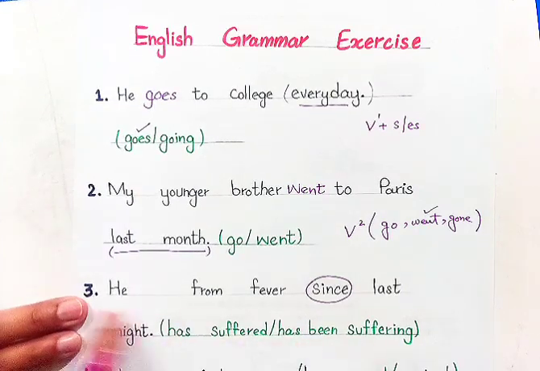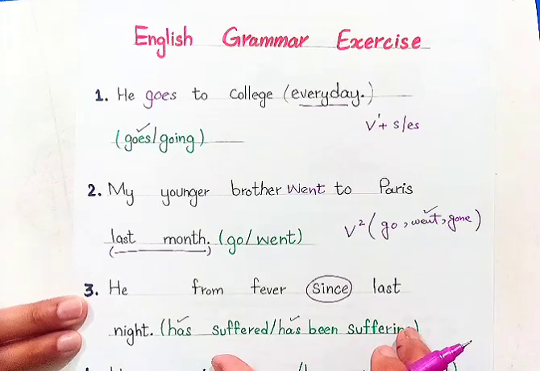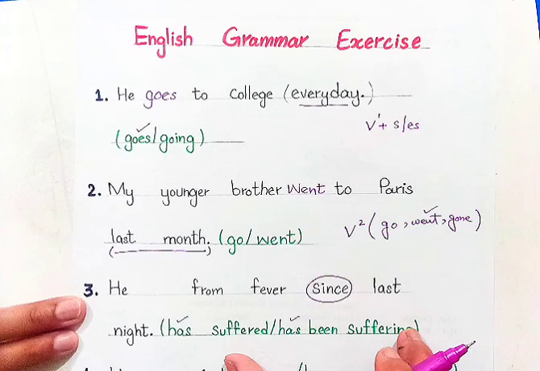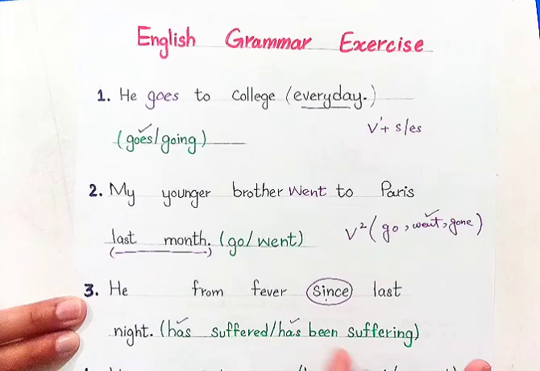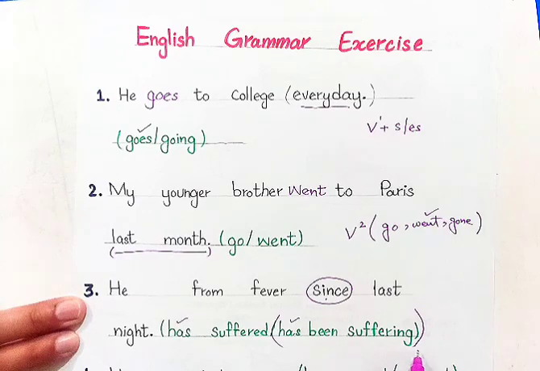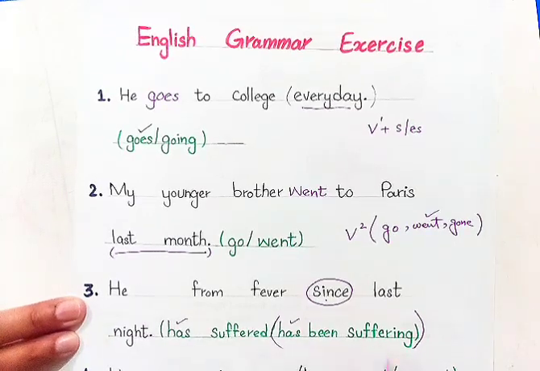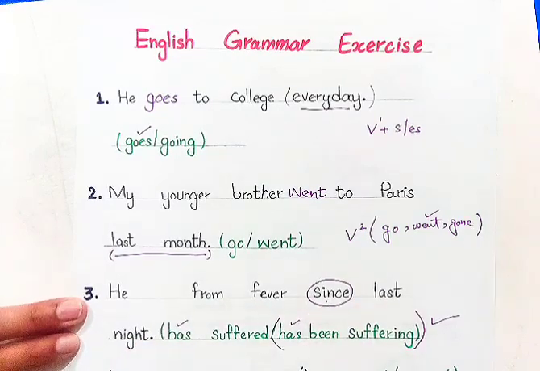Now as we have he blank from fever since last night, we have has in both examples. So this is a present perfect continuous tense, as it has the word since, and since is always used in perfect continuous tense. So we will write has been suffering. He has been suffering from fever since last night.